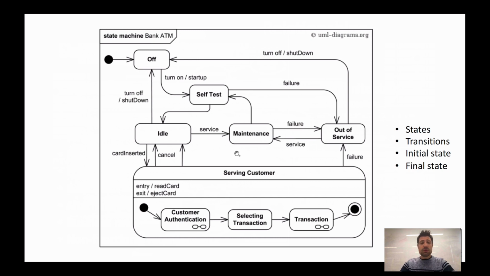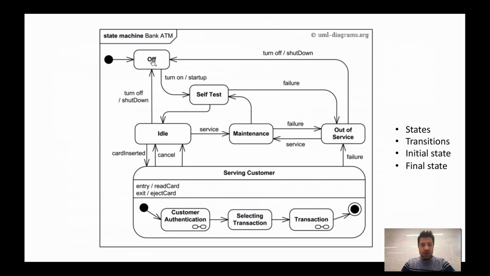What do you need to know about this diagram? Well, these rectangles basically represent states. We have arrows, and those arrows have some sort of information in here, which we call a transition, and we try to write down what this transition is about.